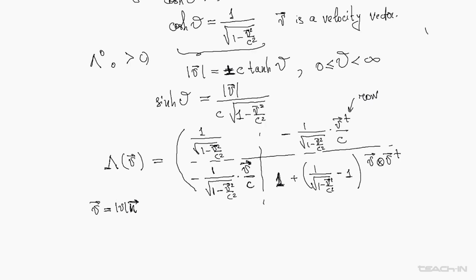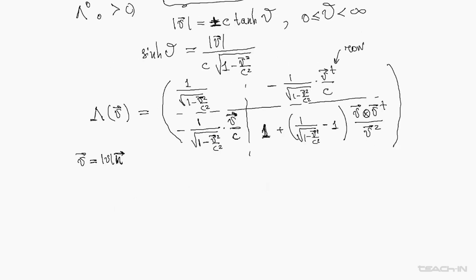So this is a matrix representing the Lorentz boost. And V is the velocity with which we boost our moving frame with respect to the original inertial frame.